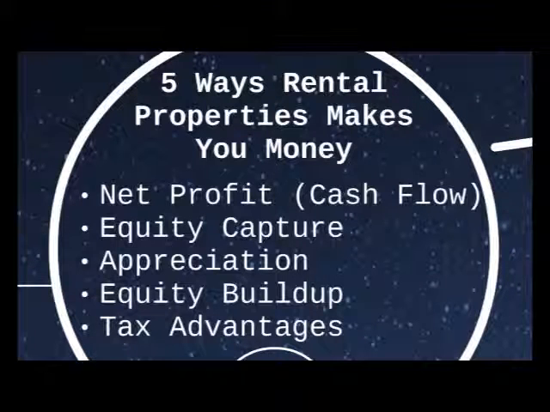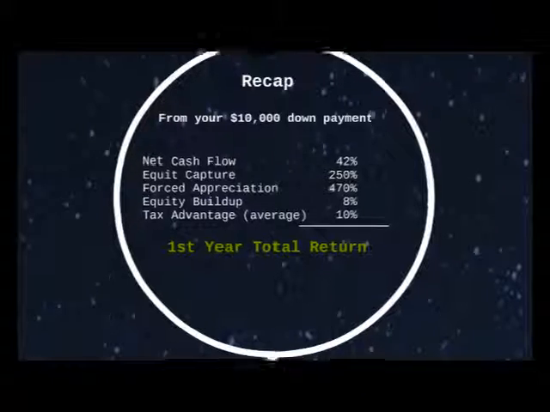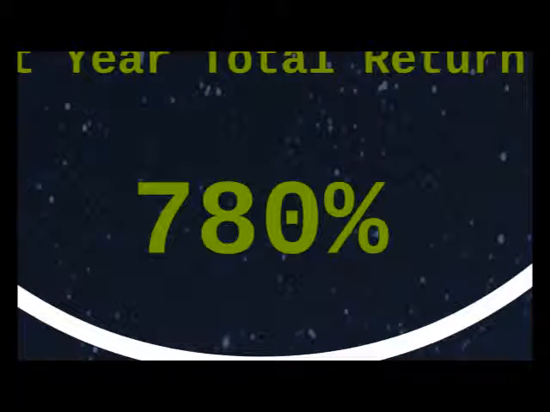So let's recap. You have 5 ways that rental properties make you money: the net profit or the cash flow every single month, your equity capture, your appreciation, your equity buildup, and the tax advantages. Let's look at the numbers again. From your $10,000 down payment, net cash flow is 42%. Your equity capture is 250%. Your forced appreciation was 470%. Your equity buildup is 8%, and your tax advantage on average is around 10%. That's a total first year return of 780%. Imagine putting $10,000 in the stock market and getting back 780%. Crazy how much money you can make from rental properties.